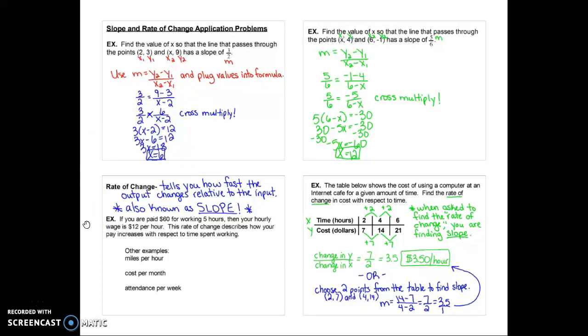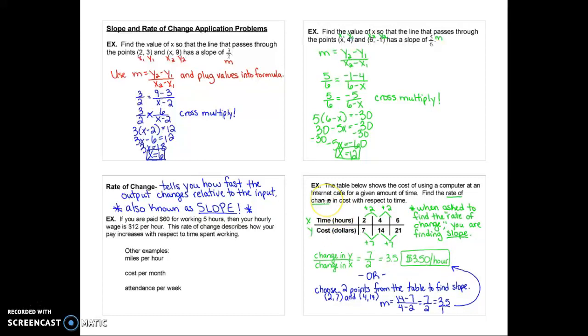But they are word problems, so you're going to have to pull out the important information. All right, so let's jump to this example here with a table. So the table below shows the cost of using a computer at an internet cafe for a given amount of time. We want to find the rate of change in cost with respect to time. Okay, and we underline rate of change. When you're asked to find rate of change, you're finding the slope. So again, rate of change means the same thing as slope.